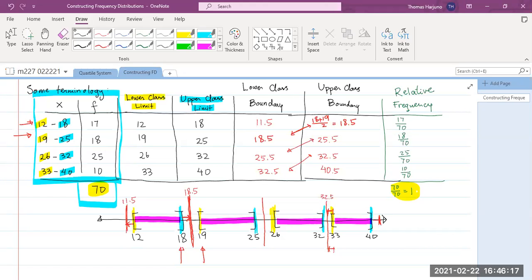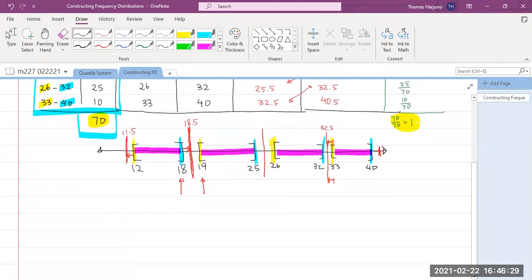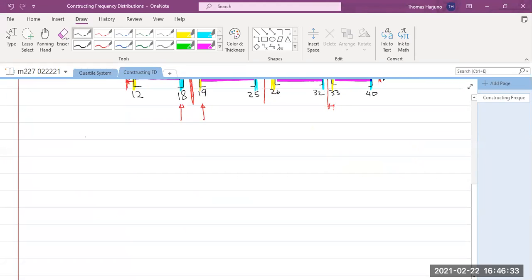Now, the thing is, I think I have never done a frequency distribution with decimals. Let me do it now. What happens if we have decimals instead? And how do we find the boundaries? It's actually the same technique. Let's see example 2. Suppose we have this frequency distribution. Oops, you know what? Let me use that.